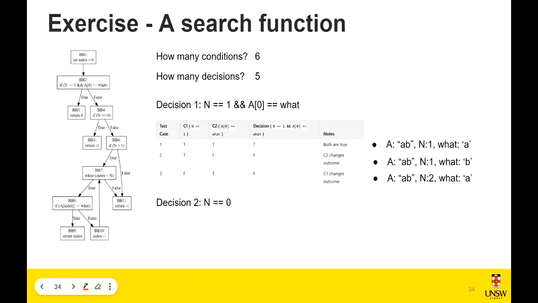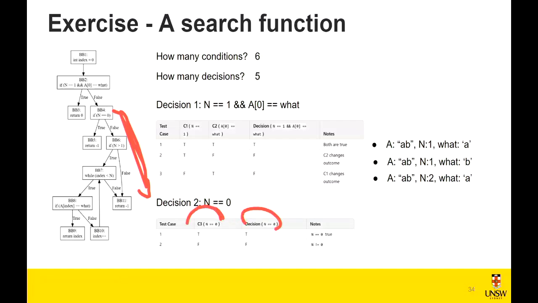And now let's consider the second decision here, n equals 0. This one is actually very, very simple because this decision only has one condition. So we just take true and false for this branch, and we can achieve 100% of MCDC for this decision. And we also need to go through all the rest of the decisions one by one in order to do MCDC.